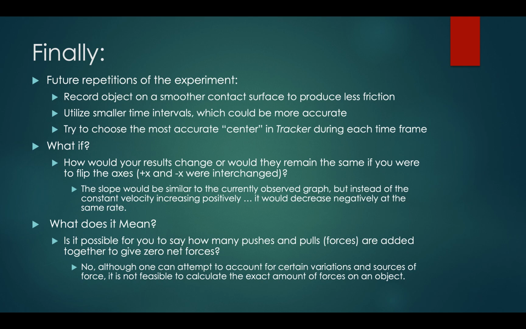If I were to change my axis direction, the sign of my slope would also change accordingly. And finally, it is not feasible to calculate the exact amount of force on an object that are added to give zero net force.